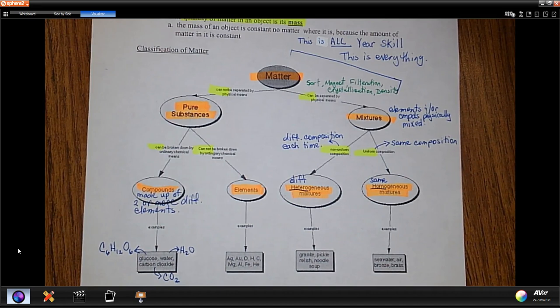Today we are going to talk about the classification of matter, how to actually take different types of matter and classify it into different categories that help us understand it a little bit better and even know some of its properties and some of the changes that matter would go through. So you have this flow chart right in front of you. You need to learn this flow chart. This is an all year skill.